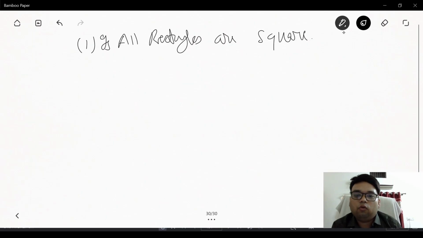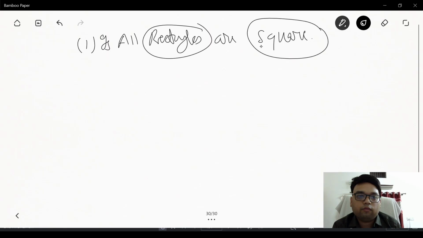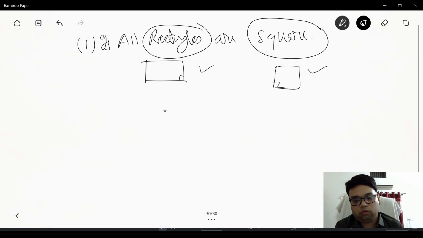So firstly we have to know the property of a rectangle and the property of a square. Yes, all the angles of a rectangle are 90 degrees. All the angles of a square are also 90 degrees. This property matches in both. But in a rectangle all the sides are not equal, two sides are equal, while in a square all the sides are equal. That's why all rectangles are not squares. But yes, all squares are rectangles. Its reverse is true, but all rectangles are not squares.